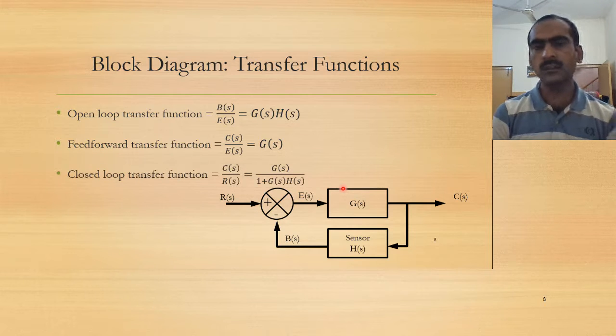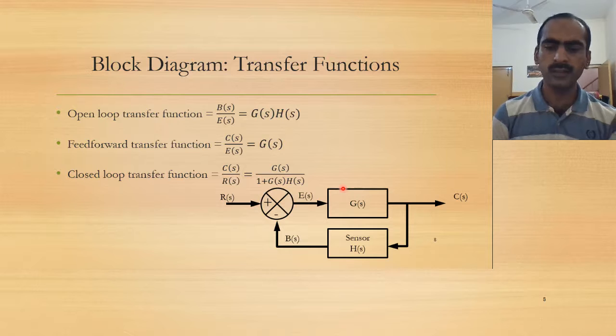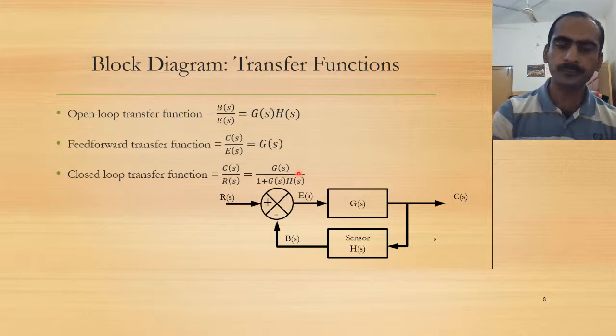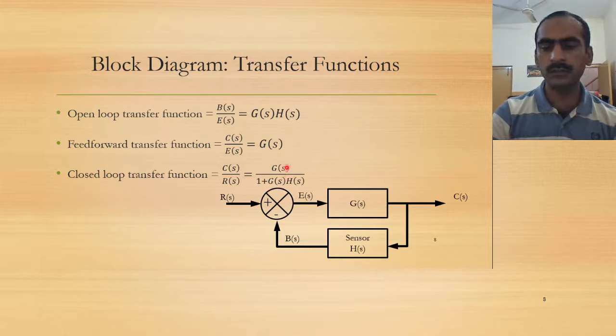Then there is the closed loop transfer function, that is the output divided by input of this whole closed loop system, and we have derived the formula in our previous lecture. We will use that information here, that it would be the ratio of G(s) divided by 1 plus G(s) times H(s). What is G(s)? G(s) is the forward path gain, H(s) is the feedback path gain.